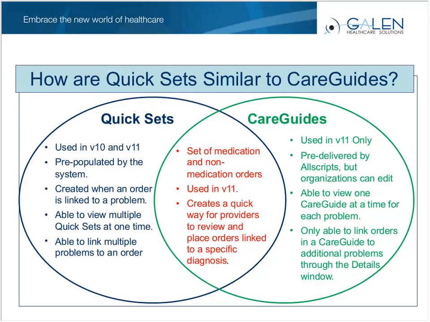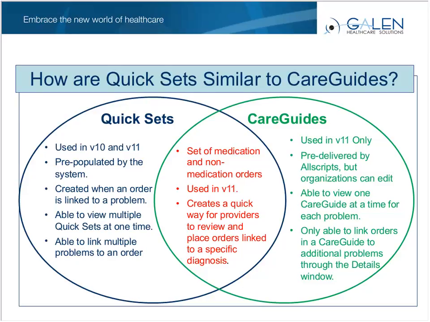Careguides were presented as a better way to standardize care for diagnoses, specifically commonly used diagnoses. Any quick sets that were built in previous versions still display in the ACI and are usable. However, Careguides provide a more efficient way of placing orders based on a problem.